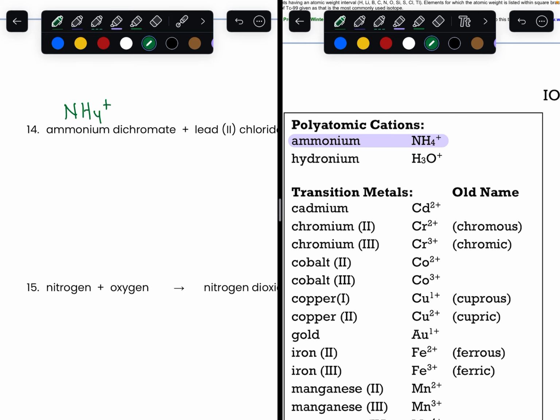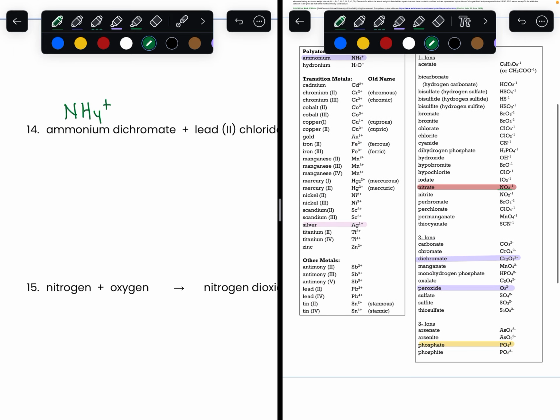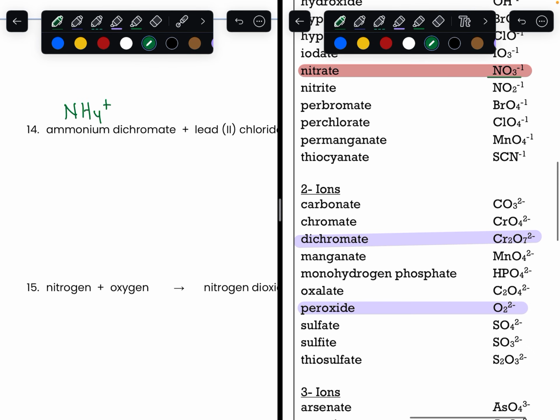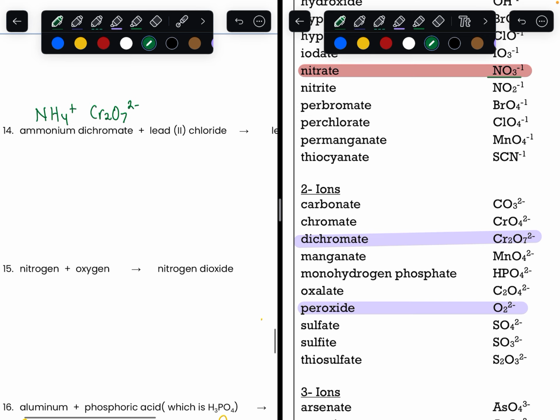Dichromate ends in -ate, so we're probably going to find it back here. I've already highlighted it in purple. It is Cr2O7, and that has a 2- charge. While we're back here, we might as well look up anything else that we have to look up.